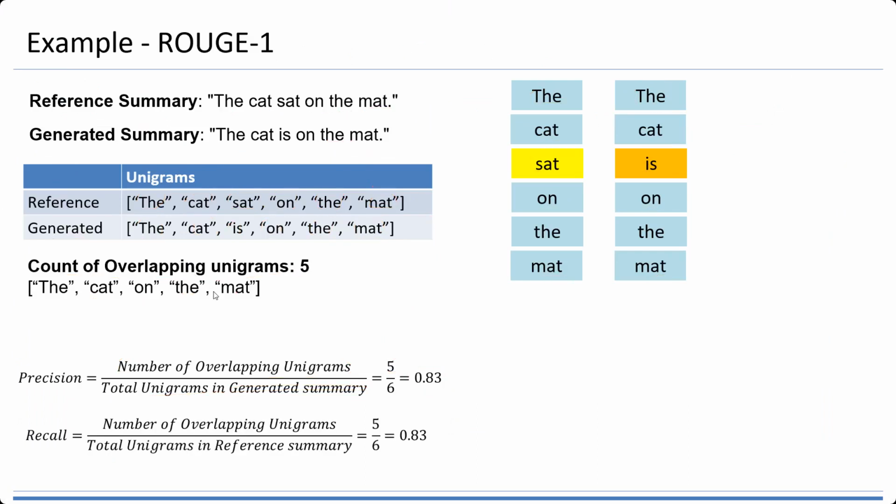What about recall? The recall means the number of overlapping unigrams divided by the total unigrams in the reference summary. The reference means this one. So this is the ground truth. The overlapping is 5 and there are 6. Okay, 1, 2, 3, 4, 5, 6. So 5 words among 6 are overlapping. Then the recall is 0.83.